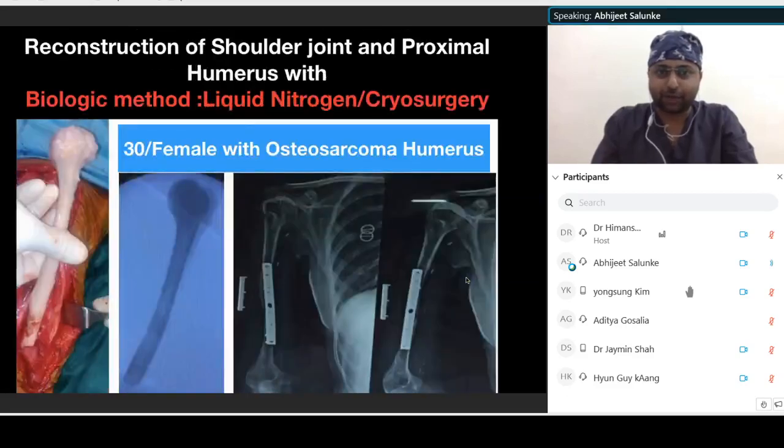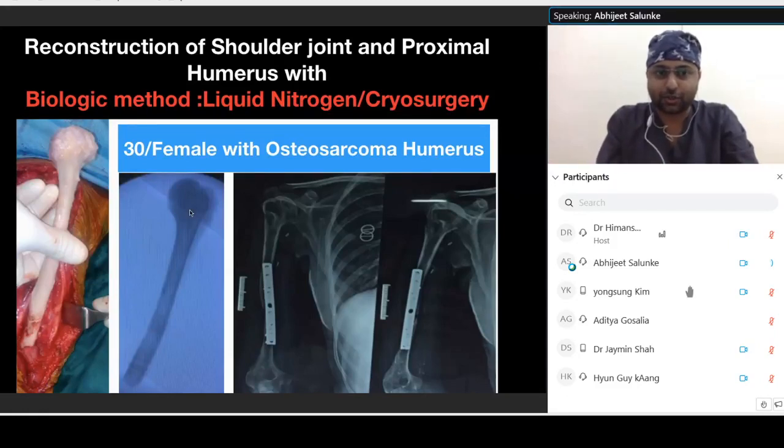The next option is what we will be discussing in today's discussion. That will be a biologic method using the same bone, the same tumor bone. We will sterilize it outside of the body with two techniques that we have used. One is ECRT, that is extracorporeal radiotherapy. And second is liquid nitrogen, that is cryotherapy.